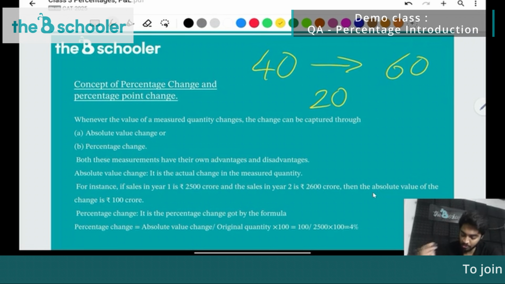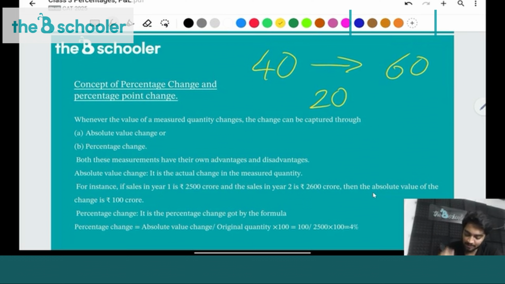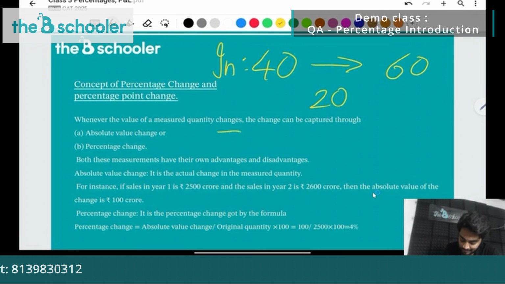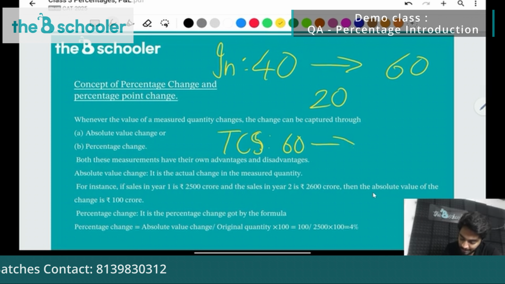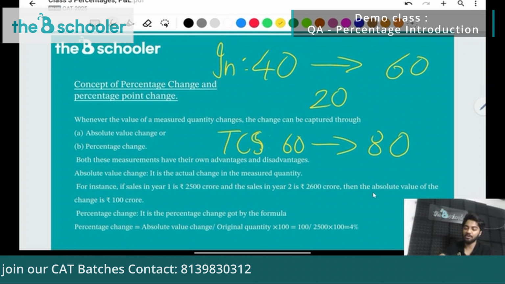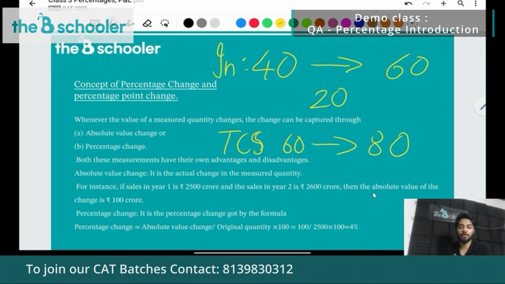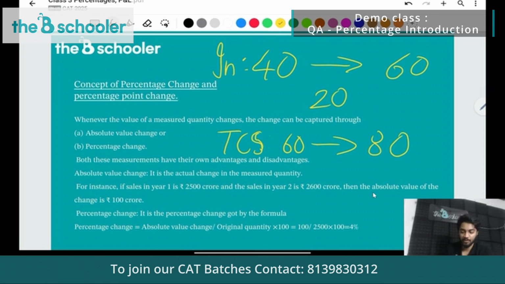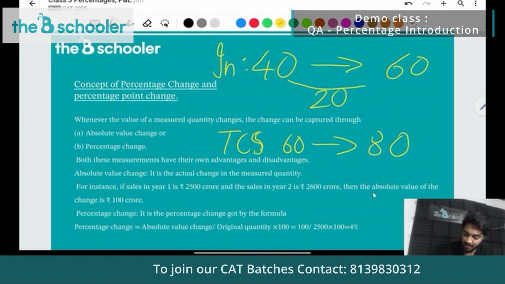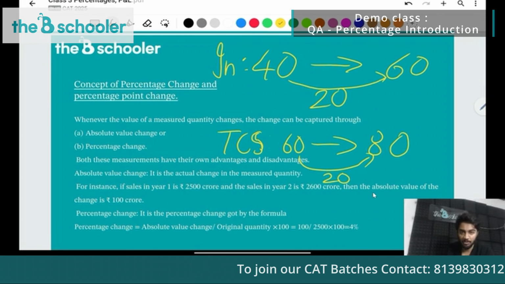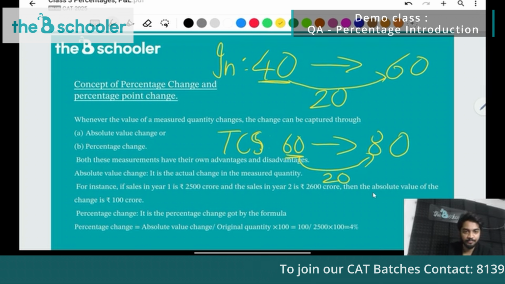Let's say there were two stocks, Infosys and TCS. Now Infosys went from 40 to 60. Let's say TCS went from 60 rupees to 80 rupees. Now if somebody asks you which one out of Infosys and TCS performed better in the stock market, again, the absolute change is 20 and 20. Can you say they performed equally well? No. Why? Because the initial value is different, correct?